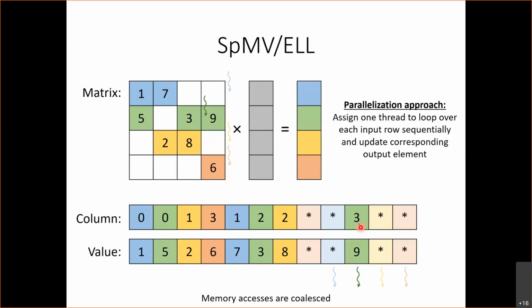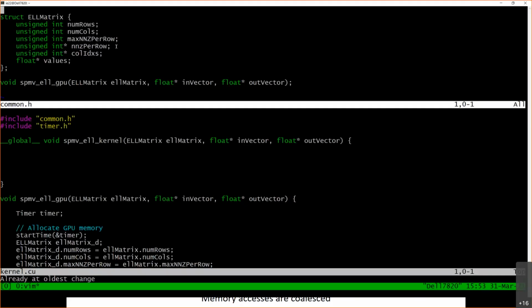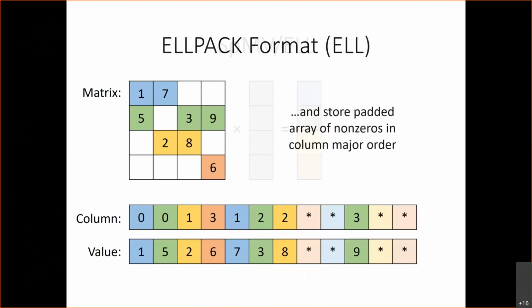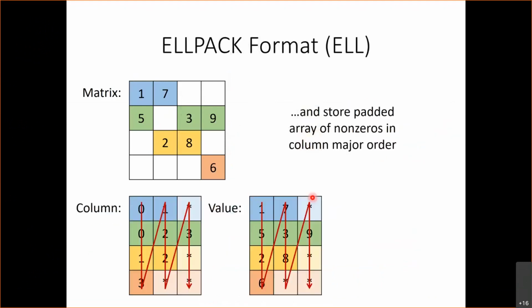Okay, thank you. So the maximum number of non-zeros per row helps us know the dimension of this 2D array that we're flattening. The maximum number of non-zeros per row is going to be the width of this over here.